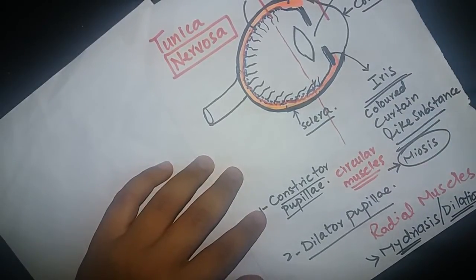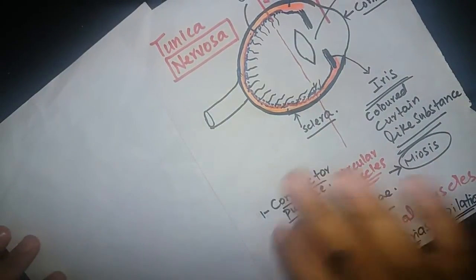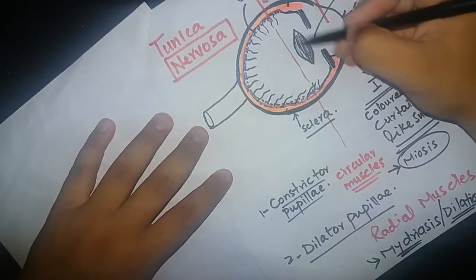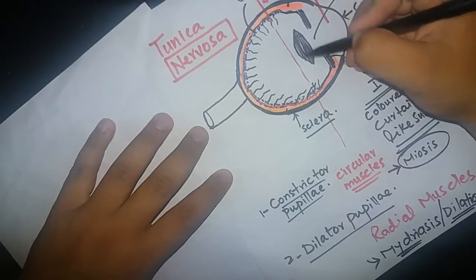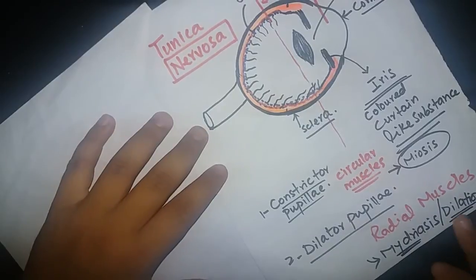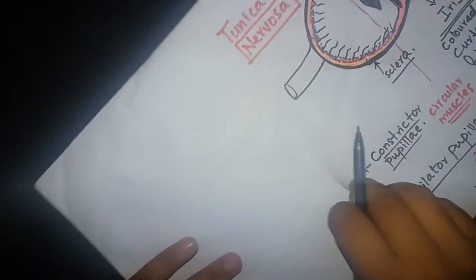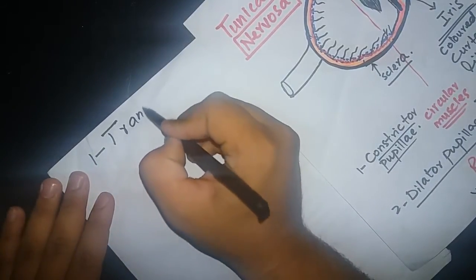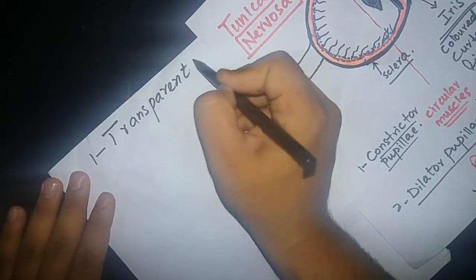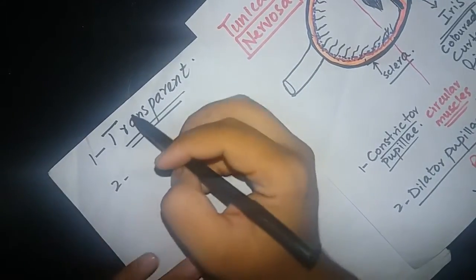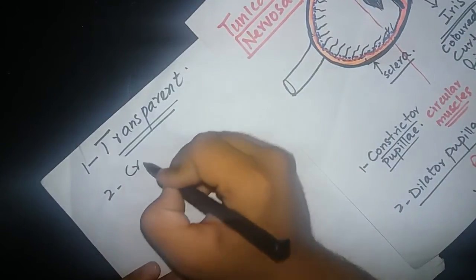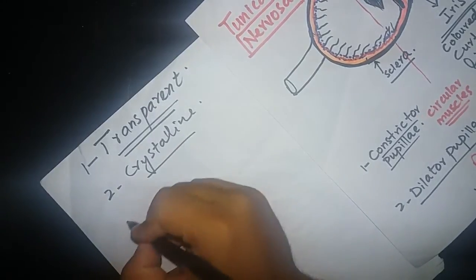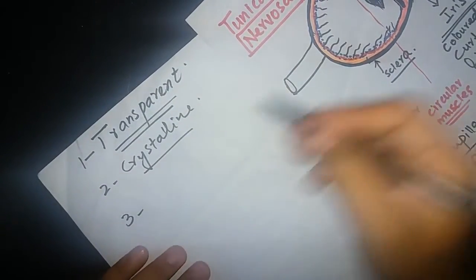Lens has the following properties and characteristics. Let me tell you what type of characteristics a lens has. It has elongated fibers. It is made up of fibers. The first characteristic of lens is that it is transparent. The second characteristic is that it is crystalline. It is crystal shaped. The third characteristic of lens is that it is biconvex.